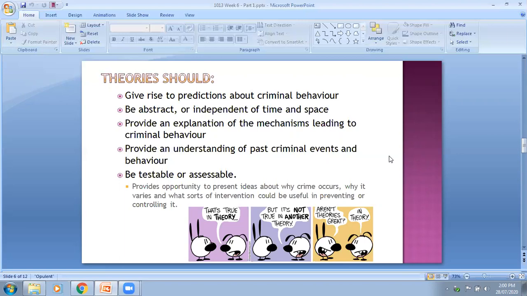And be testable or accessible. This is really, really important. If you cannot test a theory, then it cannot be supported. Someone could say to you, well, Satan made me do it. Well, can we test that or assess that? It does not have predictive utility. What does that mean? Well, it asks how good it is at predicting something will happen. And to say that Satan did it when we can't test it does not have predictive utility.